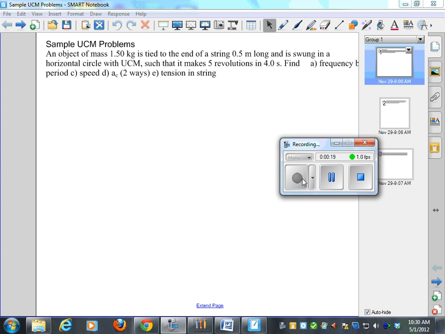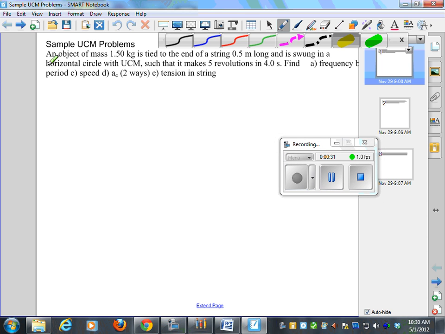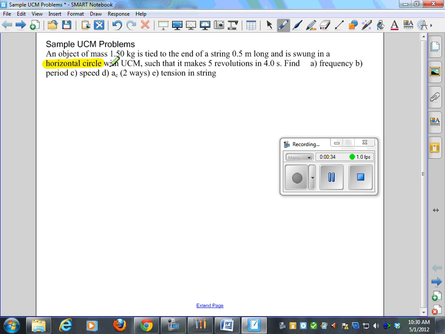So the first one says, an object of mass 1.5 kilograms is tied to the end of a string 0.5 meters long and is swung in a horizontal circle. So when you're doing these problems, one of the first things you want to do is make sure you know whether it's horizontal or vertical, because completely different scenarios. Okay, so horizontal circle with UCM, such that it makes 5 revolutions in 4 seconds. Find the frequency, the period, the speed, the AC, 2 different ways, and the tension in the string.